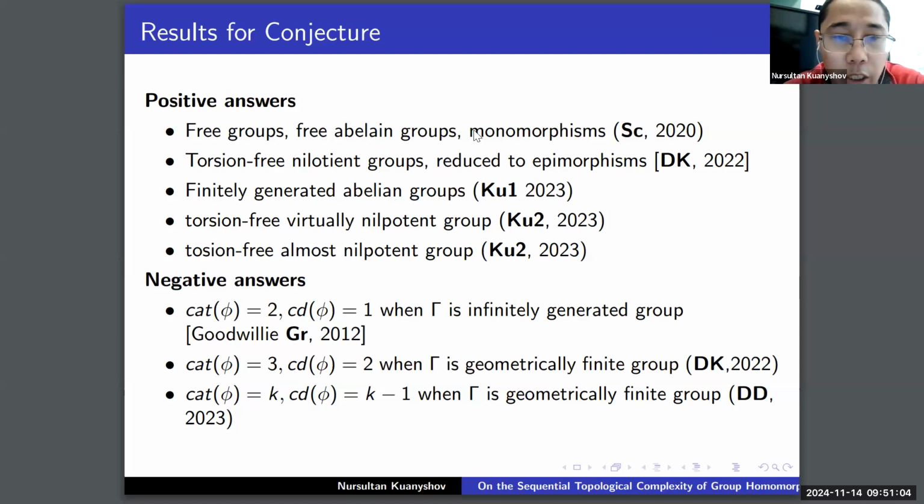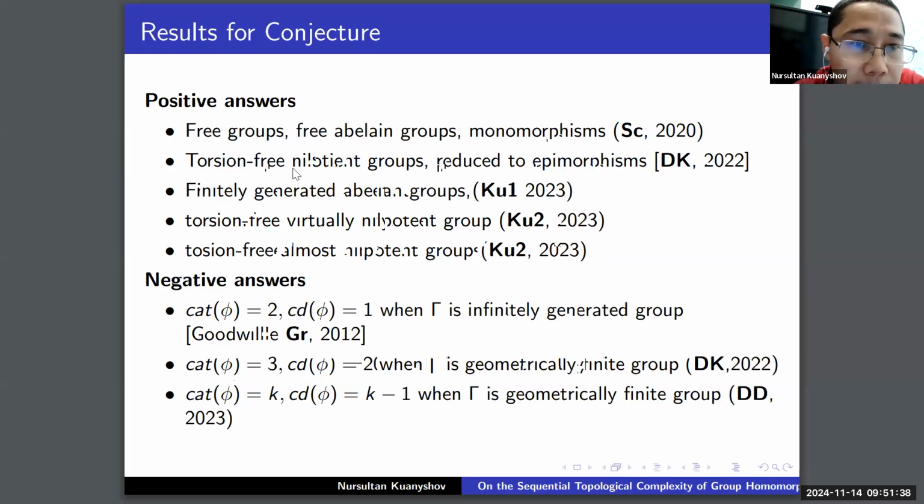And if the homomorphism is an injective homomorphism, the conjecture is true, Jamie Scott proved it. And then with my advisor Dranishnikov, we also proved it for torsion-free nilpotent groups. And in the same paper we reduced it: instead of considering all homomorphisms, just focus on epimorphisms. So if the conjecture is true for epimorphisms, it must be true for all homomorphisms.